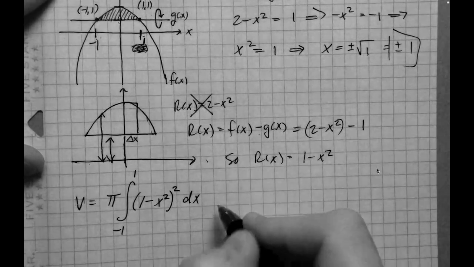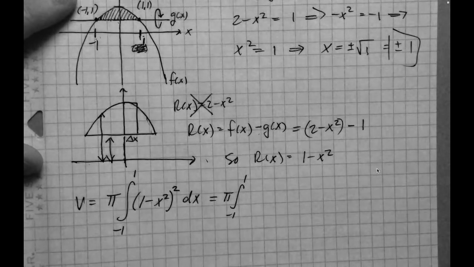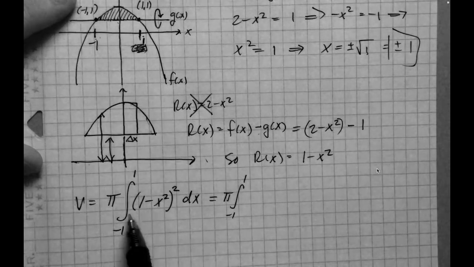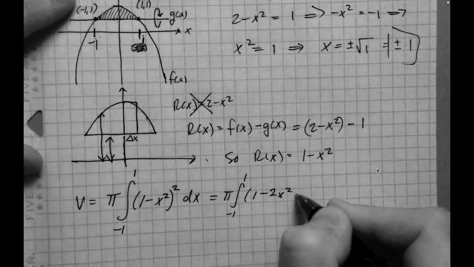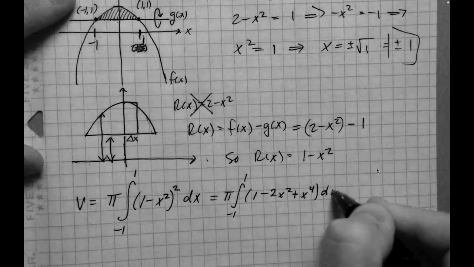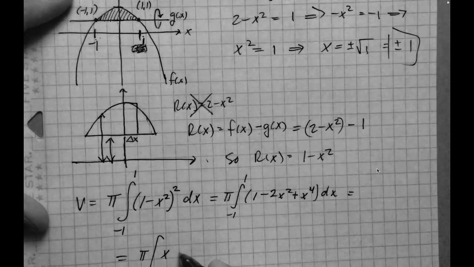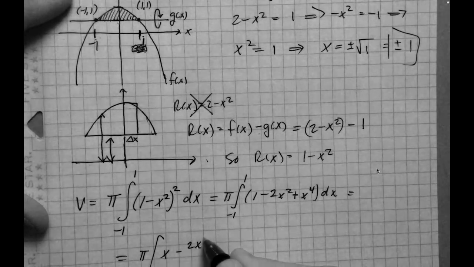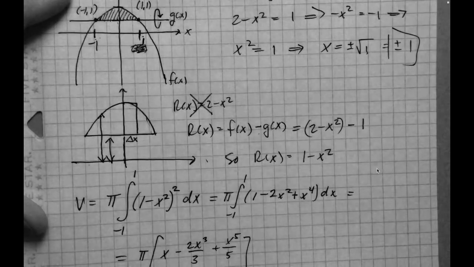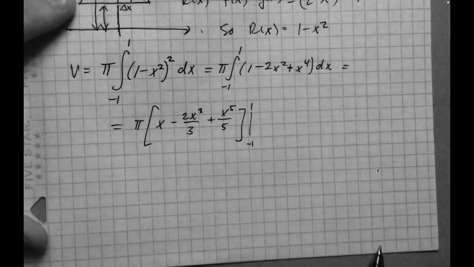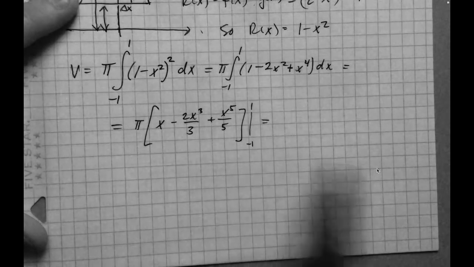All right, and so this is pi times the integral from -1 to 1, and then you can just expand this if you want. You could probably use a u-substitution as well, but maybe it's easier just to expand it. So it's 1 minus 2x squared plus x to the 4th. Okay, and so what do we get here? We get x minus 2x cubed over 3 plus x to the 5th over 5, and that's from -1 up to +1. Okay, and then we can plug in our values here.